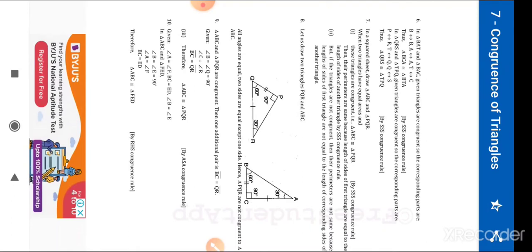And side PQ of triangle PQR is equal to side BC of triangle ABC. And side QR of triangle PQR is equal to side AC of triangle ABC. So now you can see here that in these two triangles, 5 pairs are equal to each other, but still these two triangles are not congruent. We cannot apply any congruency criteria here, so these two triangles are not congruent.